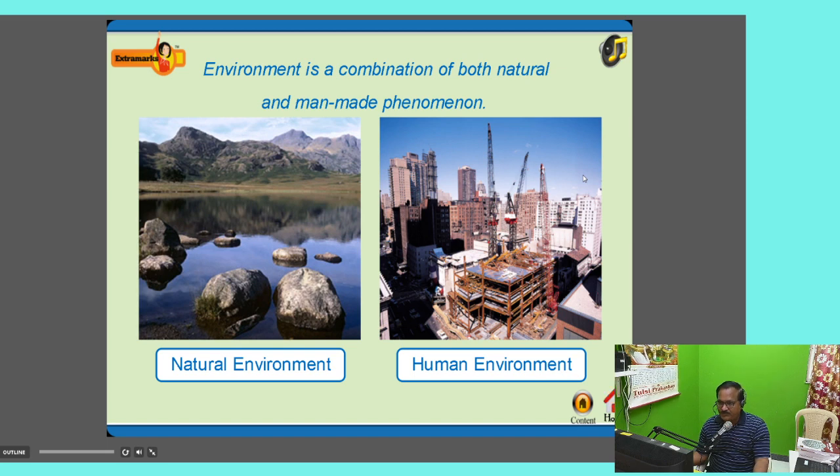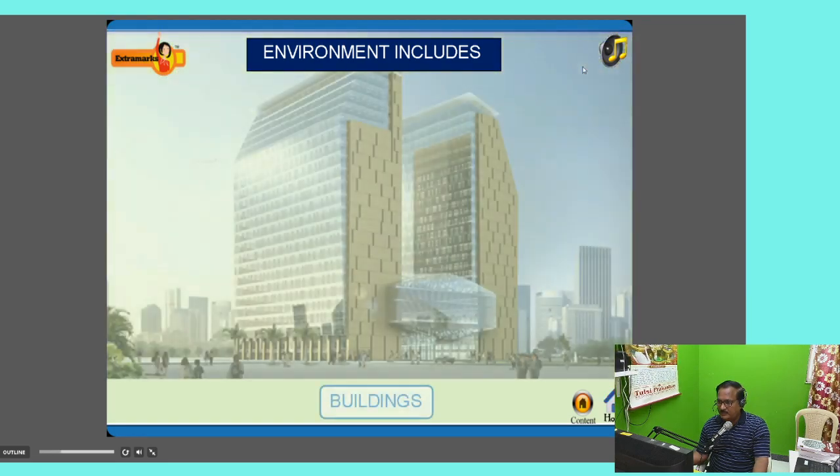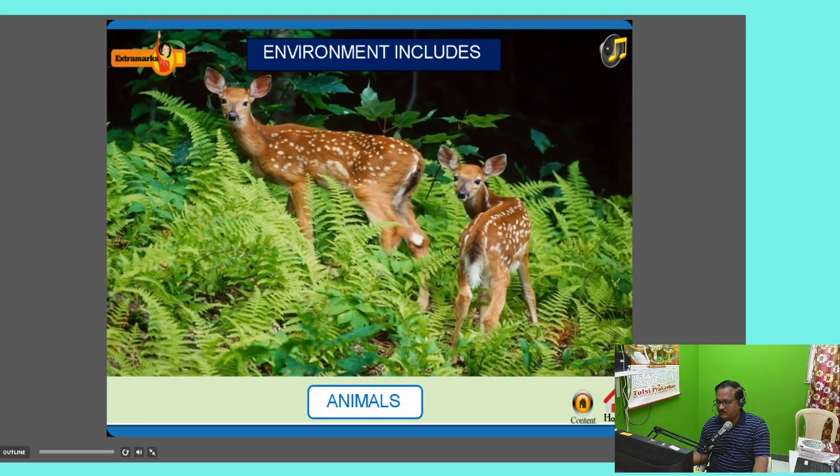What are the two types of environments? One is natural environment, the other one is human environment. So, the entire environment is the combination of both natural and man-made. Human environment means it is man-made environment. Okay. So, let us go to the natural. The environment includes plants, buildings, human beings, animals. Okay, all these things together we call it an environment.